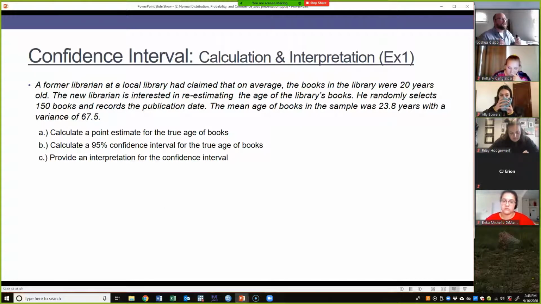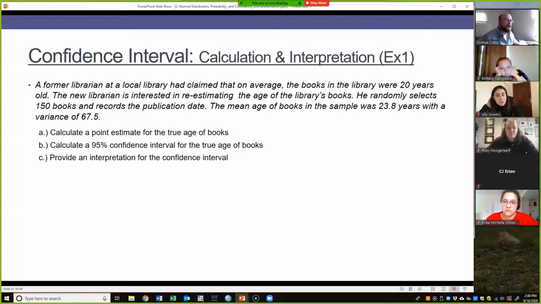Okay, so let's go through an example. Here, we've got a scenario where a former librarian at a local library has claimed that on average, books in the library were 20 years old. A new librarian comes in, and this guy doesn't play by the rules. He's got his own ideas, his own agenda. He's like, I don't care what your estimated age of the books is. Old guy, I want to do my own estimation of the age. I don't like your 20-year estimate. So he goes through and collects 150 books, and let's assume this is a random selection of books, and records the publication date.